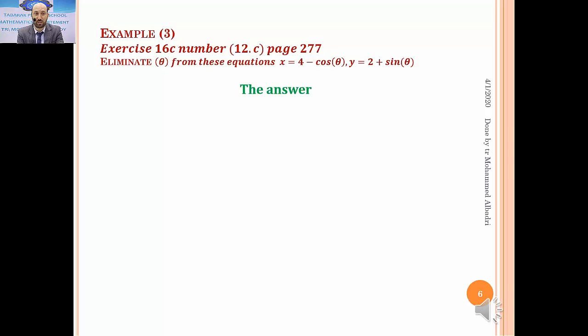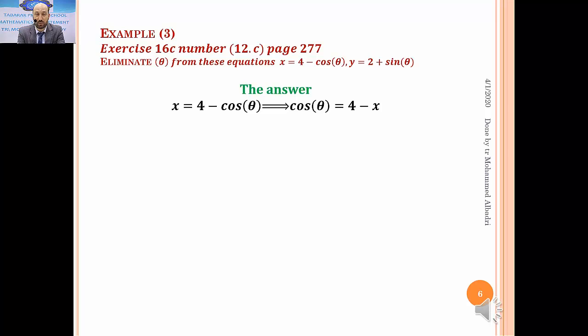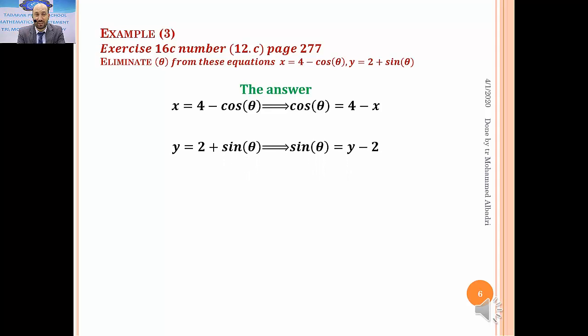How could we eliminate them? We have to simplify it and find. For the first relation here, we have x equals 4 minus cosine theta. So move cosine to the other side and x to the right side. So cosine theta equals 4 minus x. The same, we have y equals 2 plus sine theta. Move 2 to the other side, and we will have sine theta equals y minus 2.